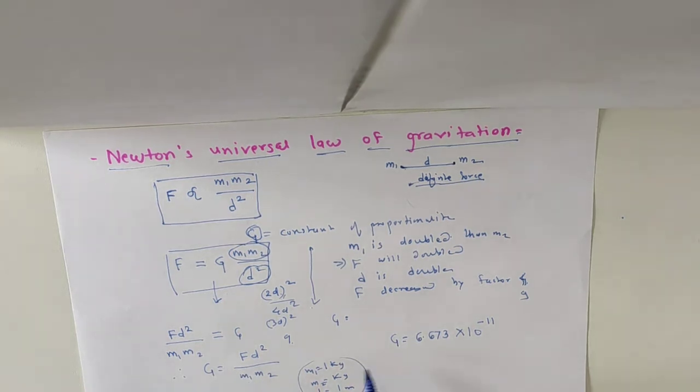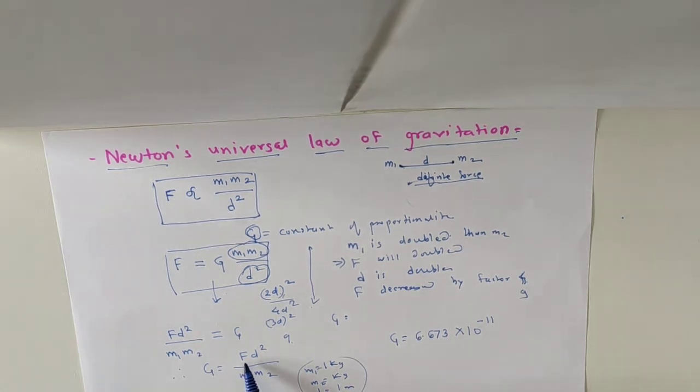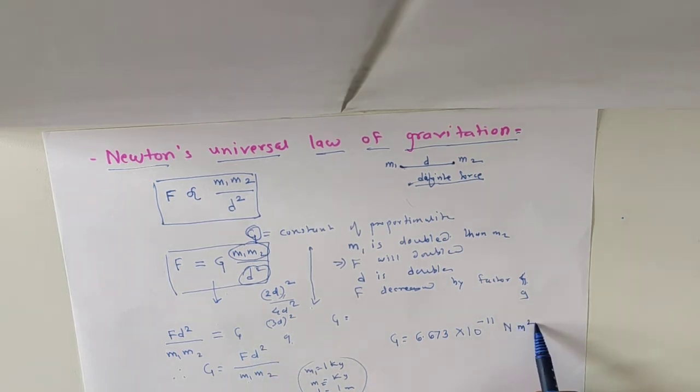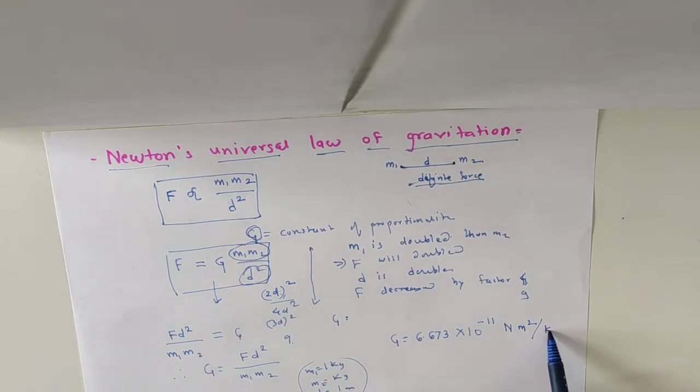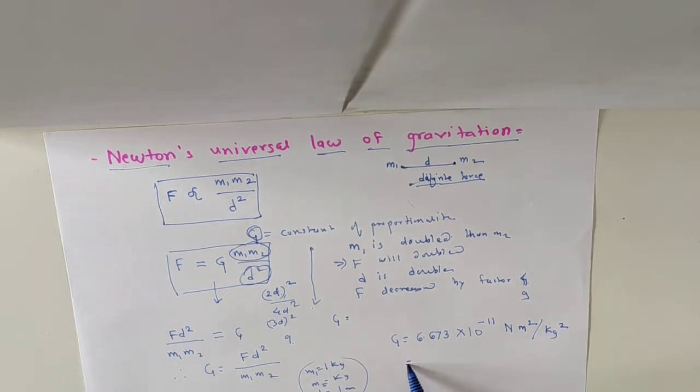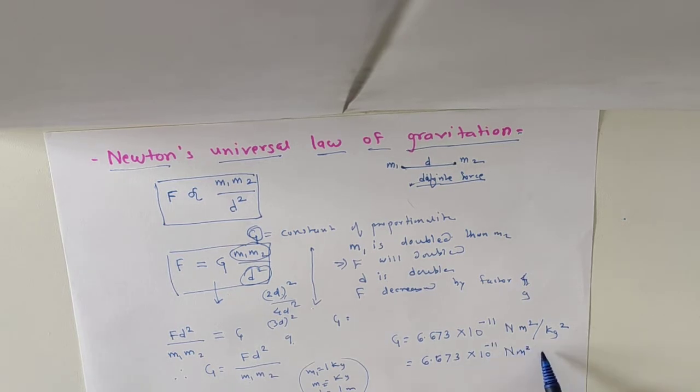And what is the unit of this G? The unit of force is Newton, unit of distance is meter, so meter square, divided by unit of m1 which is kg, unit of m2 is also kg, therefore kg square. We can write this constant of proportionality in this way also. This kg square we can write as kg raised to minus 2. This is the G.